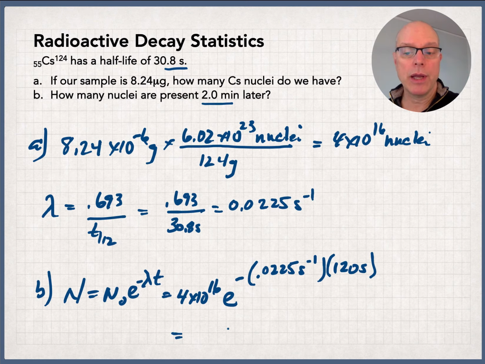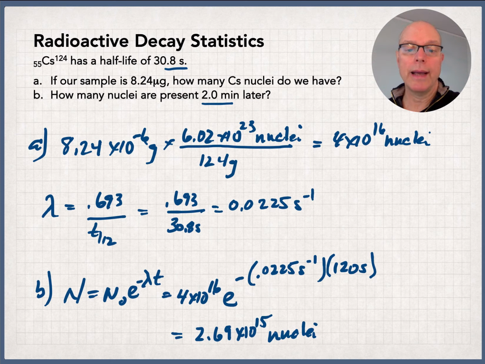Anyway, plug that into your calculator, and what you should get is 2.69 times 10 to the 15 nuclei remain. And you can get then the number of nuclei at any moment in time that you want. Okay? By the way, check it out. With a half-life of about 30 seconds, this is about 4 half-lives, right?